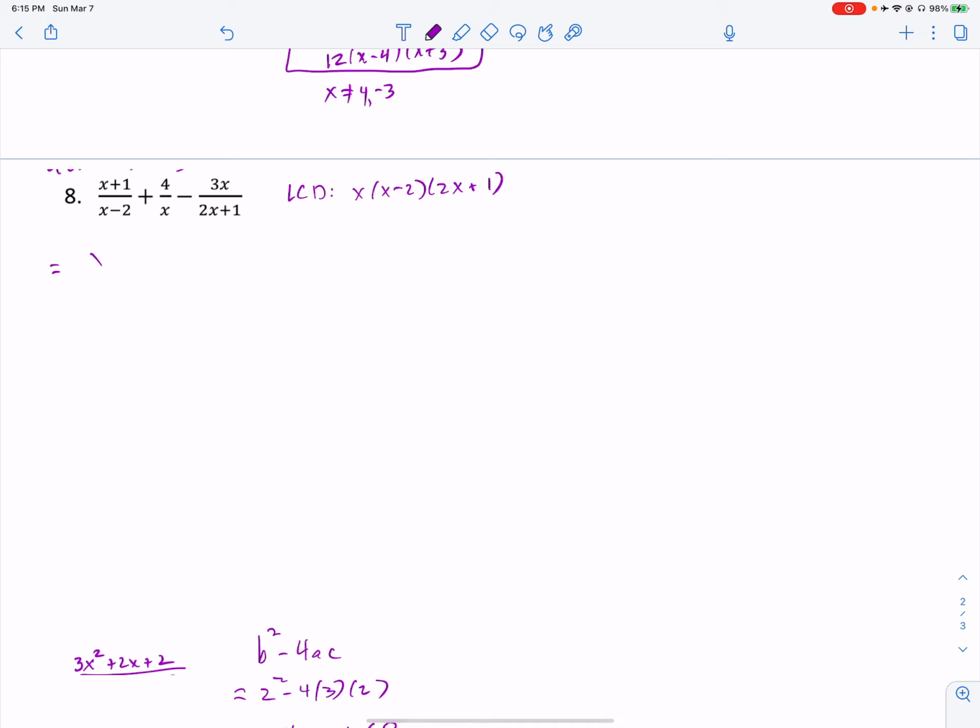So what that means is on the first one, and since these are binomials, I'm going to put them in parentheses, and you need to do that too. I am missing in the denominator both x and 2x plus 1. So I need to multiply top and bottom by those using those parentheses. You can put parentheses around the x if you want as well. And then plus I have a 4 over x, and it's missing both x minus 2 and 2x plus 1.